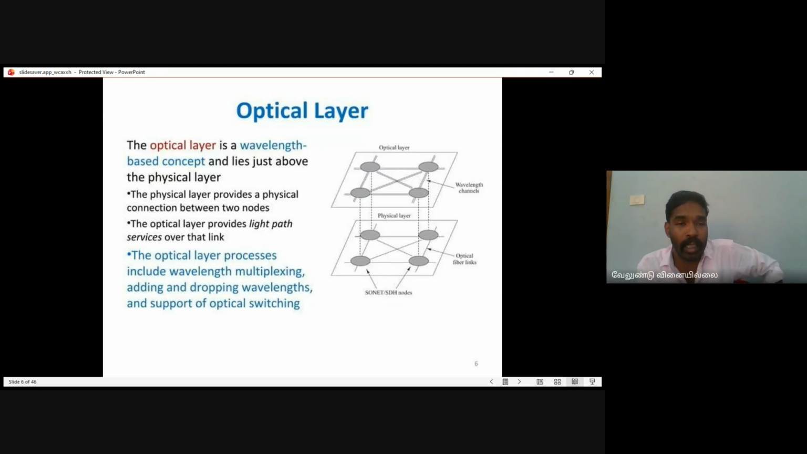So the optical layer is based on wavelength concepts. Here, everything is wavelength-based, and it lies just above the physical layer. So it is always just above the physical layer.